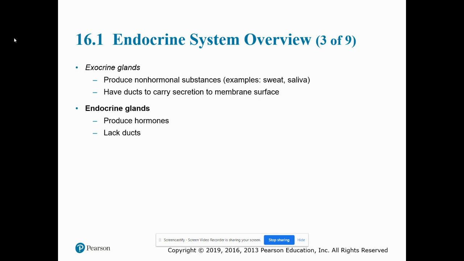We have exocrine glands and endocrine glands. Exocrine glands are the ones that have ducts that carry their secretions to the membrane surface. And they're going to produce a non-hormonal substance like sweat, saliva. Endocrine glands are the ones that produce hormones and lack ducts.